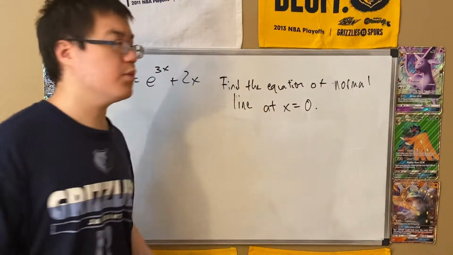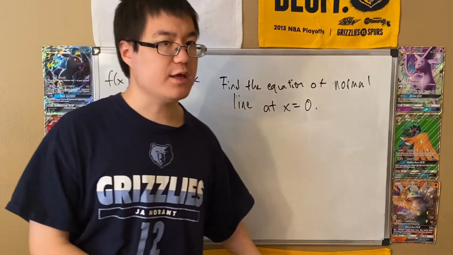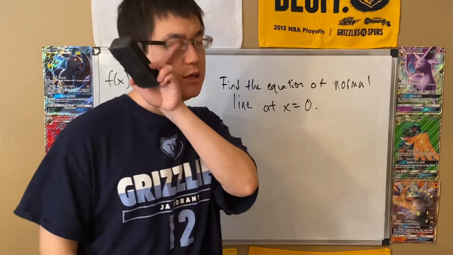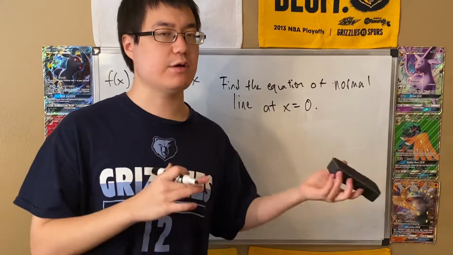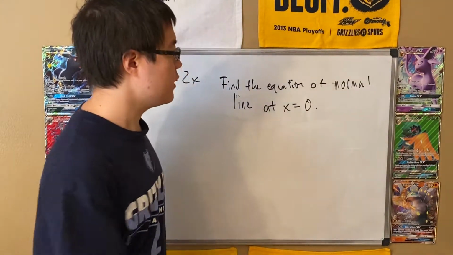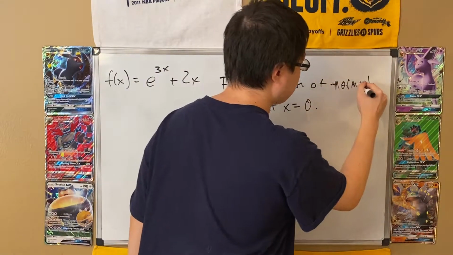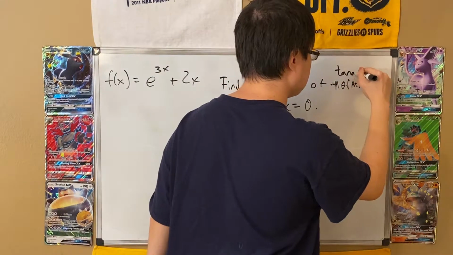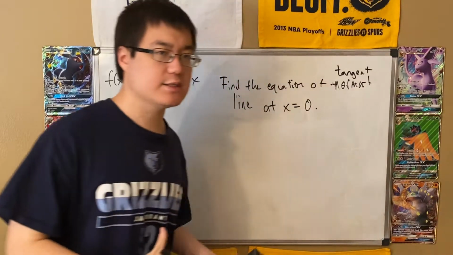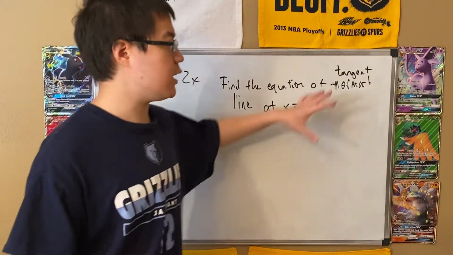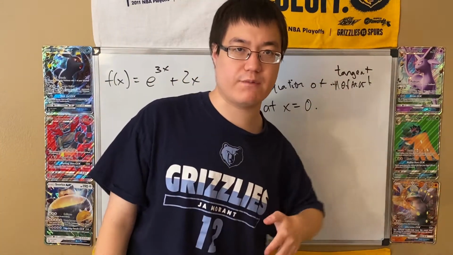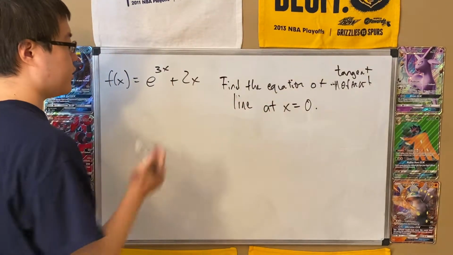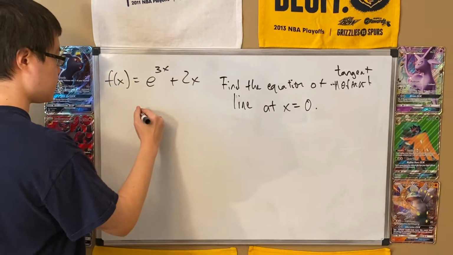So when I see normal line though on the AP exam, what I think is I like tangent lines better because I know what tangent lines are. They're lines that require point and slope, where slope is derivative. So I'm going to sort of cross this word out and I'm going to write the word tangent. And I'm going to find the tangent line instead, just like we did in the previous example. And at the very end, switch the slope and that'll give me the normal line. So how do you do tangent line?